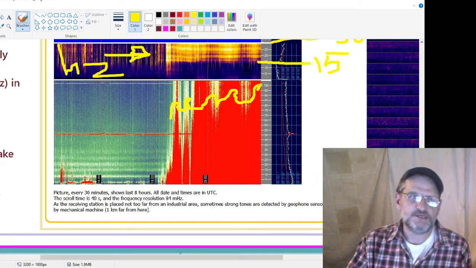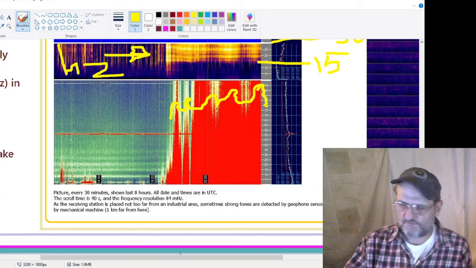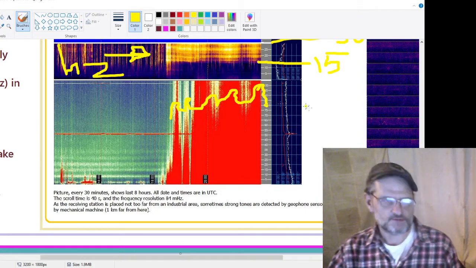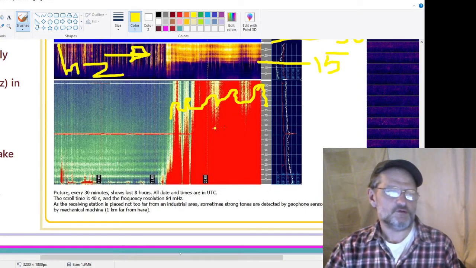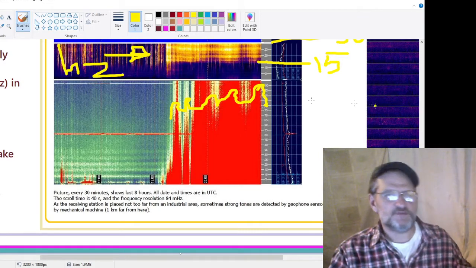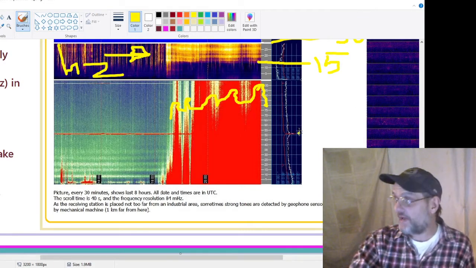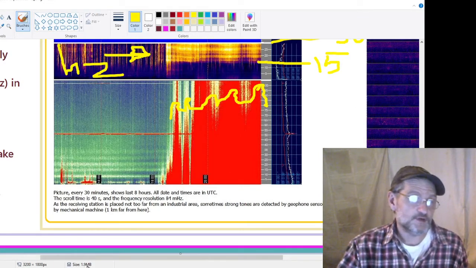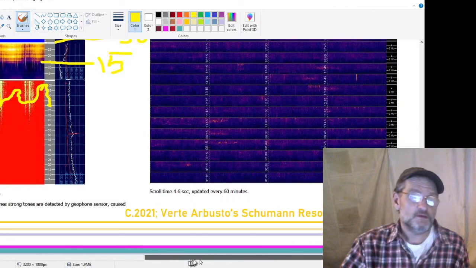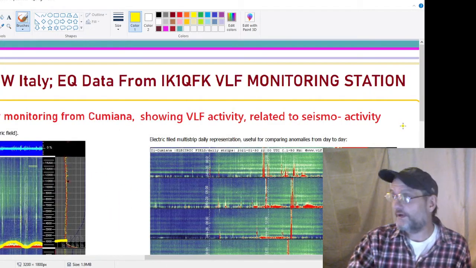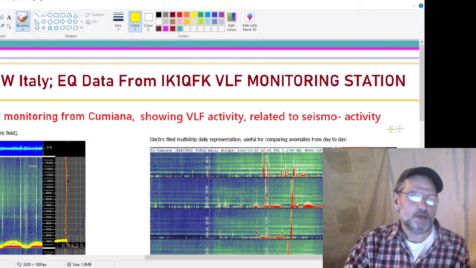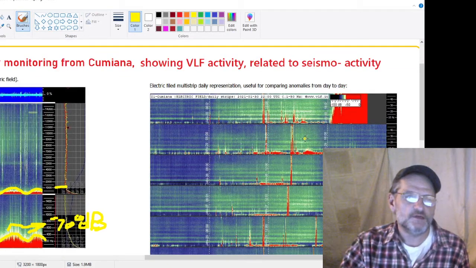Right. So you see it's an interesting wave. I have to figure this out. All right. So that's something I wanted to point out that is symptomatic of pressure waves with earthquakes. Okay.